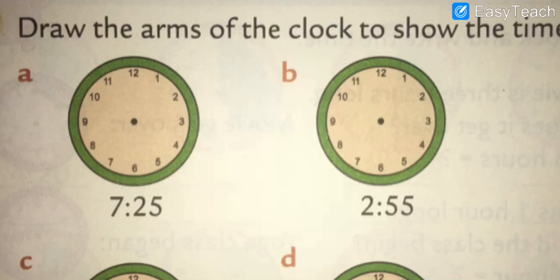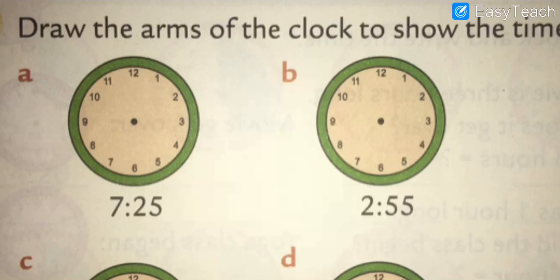We are going to mention the small hand by a green color, and the minute hand is mentioned by blue color. Okay, so which digit? Here it is 7 o'clock and 25 minutes. 7 o'clock and 25 minutes.